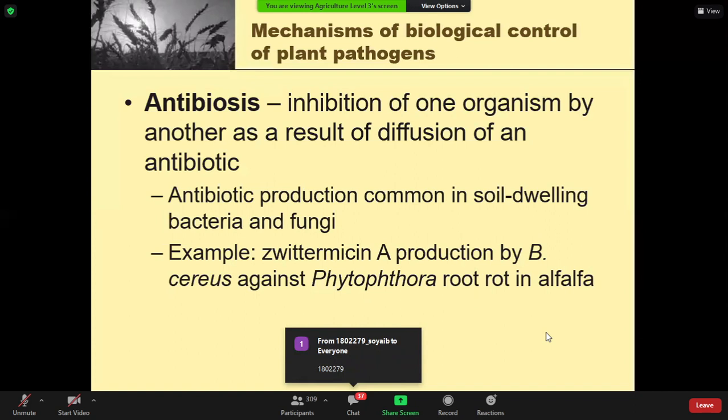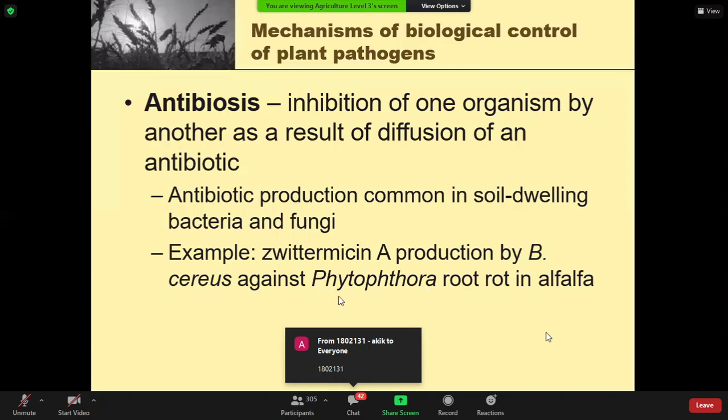So antibiosis means an antibiotic substance produced from the beneficial microbe. That is, the beneficial microbe produces a substance. That substance can kill or can control the harmful microbe. This process is known as antibiosis or antibiotic. You know azithromycin, this is an antibiotic, right? For example, in this case, zwittermicin, this is an antibiotic. This antibiotic is produced by the beneficial bacterium Bacillus cereus. And this antibiotic can kill Phytophthora, an oomycete.